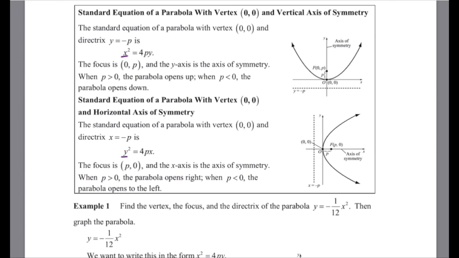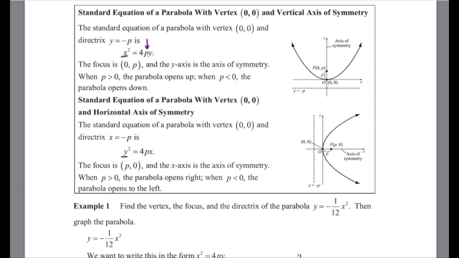The focus then, once we write it in its standard form, our directrix is going to be the line y equals negative p, p coming from the p of our equation, and the focus is the value 0, p. So that p value is extremely important when we're looking for it. If our p value is positive, we'll open up, and if it's negative, we will open down.